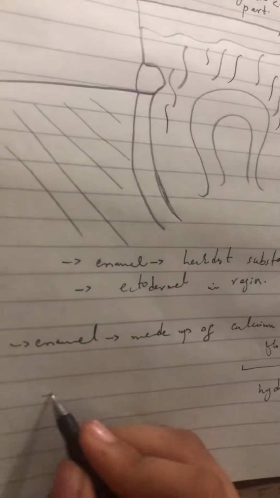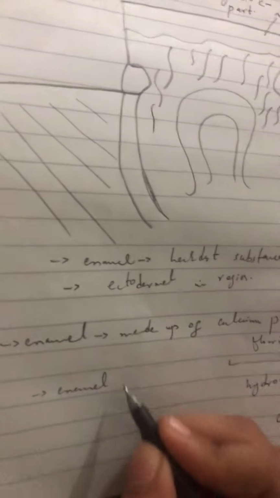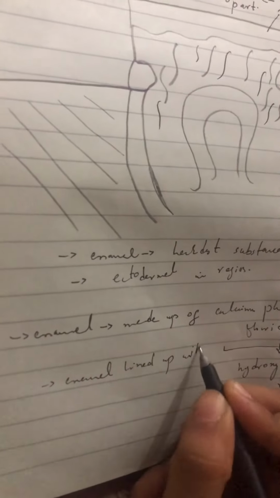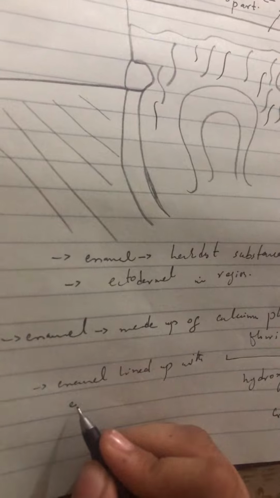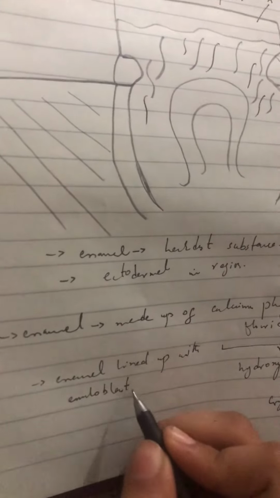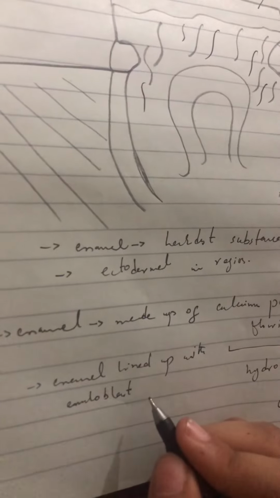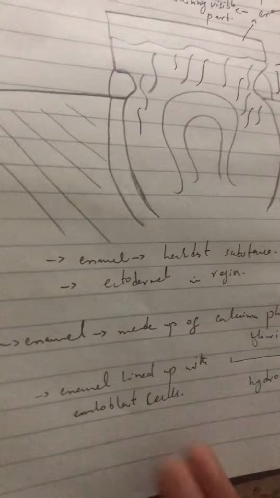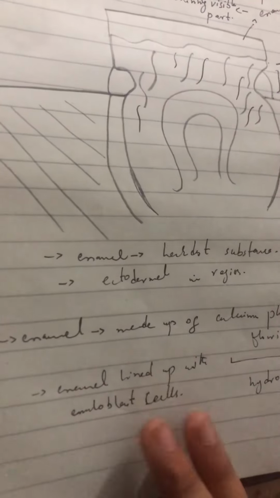Now another thing: enamel is lined up with ameloblast cells. These are the cells that the enamel is lined up with.